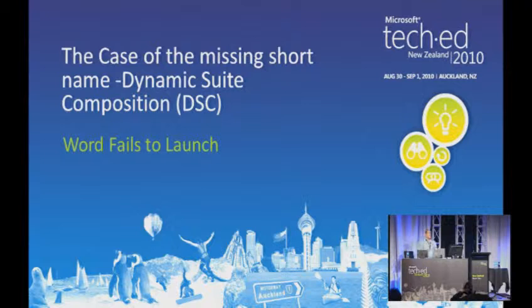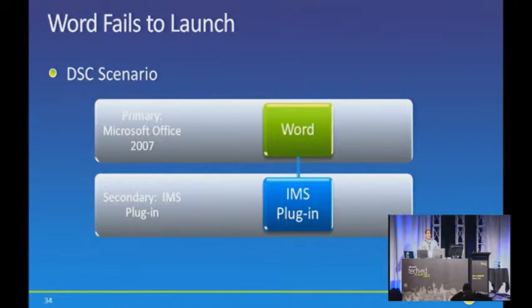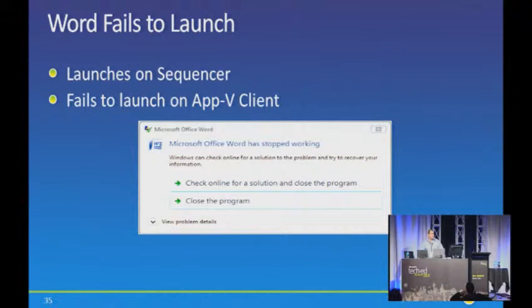The next case is the case of the missing short names in dynamic suite composition. We had two applications, Word 2007 and a plugin to Word 2007, and they were sequenced separately. Office was installed in its own package and the plugin in its own separate environment. We wanted to use DSC to bring this plugin into the Word application. However, we got this lovely little error dialog box whenever we tried to launch Word once we dynamically joined the applications together.